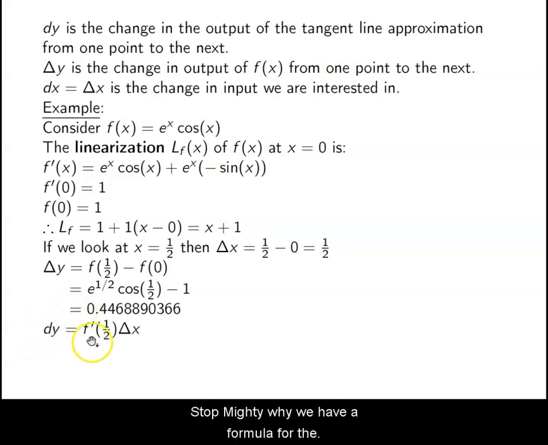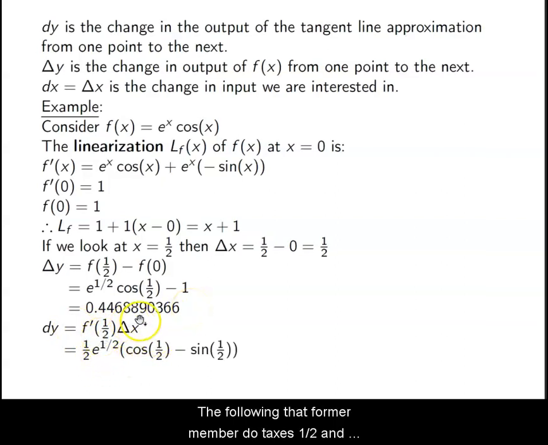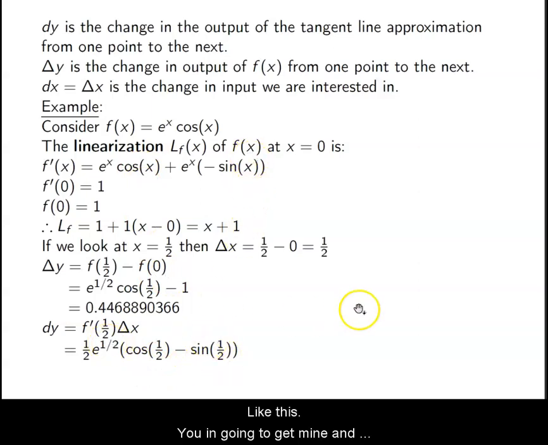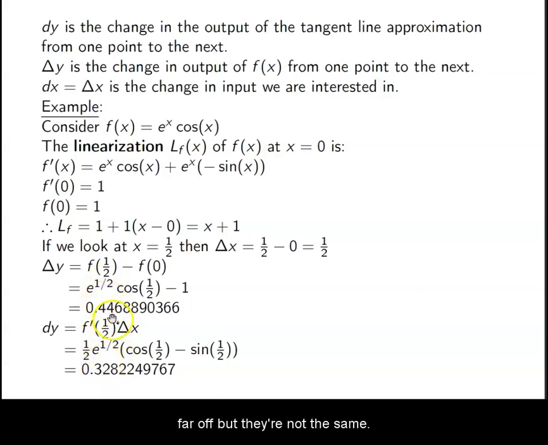So for my dy, we have a formula for this. Following that formula, remember delta x is 1/2, and then plugging in 1/2 to f prime will give me e to the 1/2 times cosine 1/2 minus sine 1/2. Plugging this value in, I'll give my decimal approximation: I get 0.328224977. So this is the difference between delta y and the differential of y. Notice that they're fairly close in value. They're not super far off, but they're not the same value.